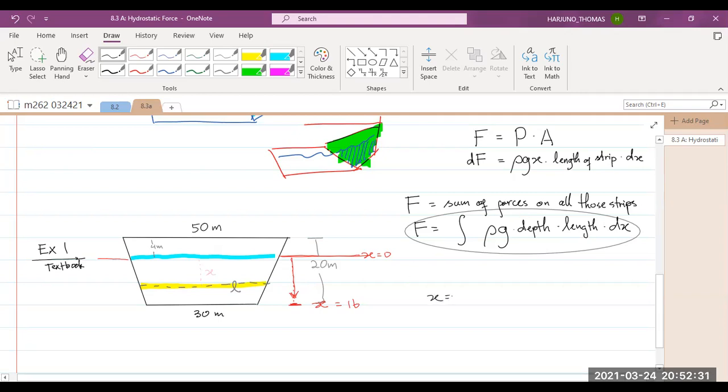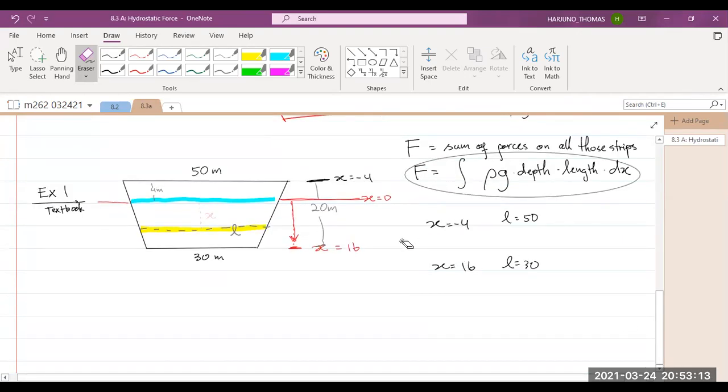Like when x equals 0, what is the length? We don't know, huh? We don't know what the length is. But can you tell what the length is when x equals negative 4? Here, when x equals negative 4, the length is 50, right? When x equals 16, the length is 30. You see what I mean? And you can tell from here that the length grows linearly as x grows, right? So think of this as a linear equation.